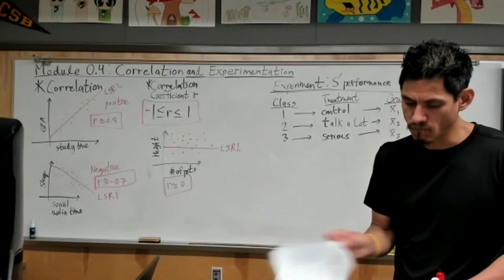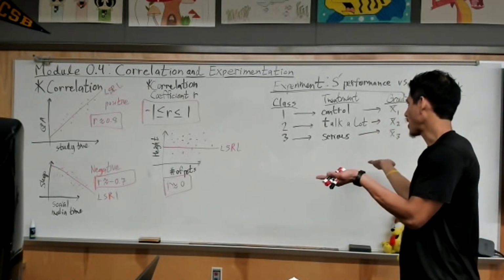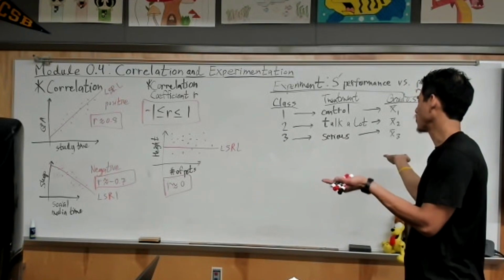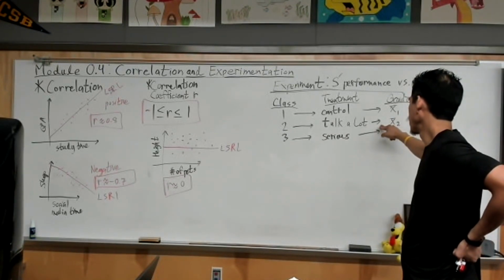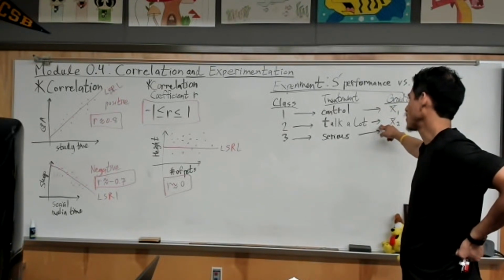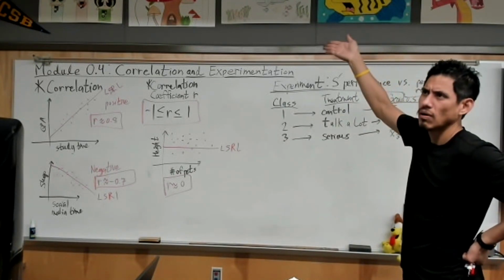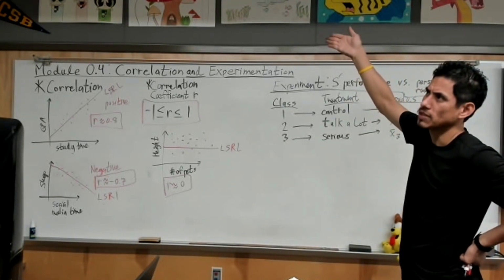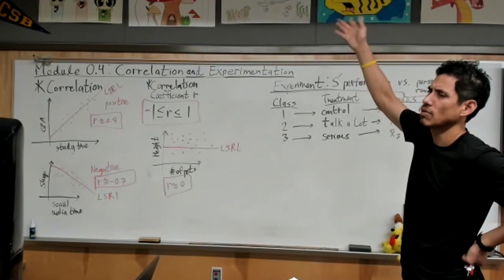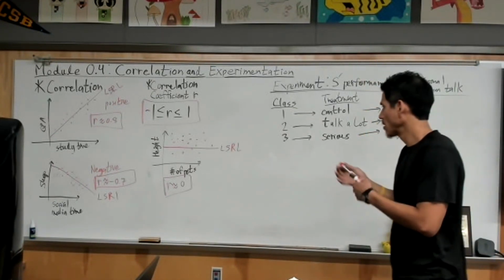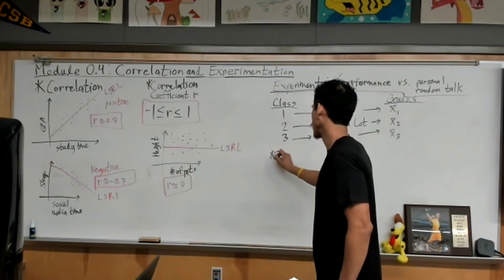Now, there are some issues that can arise and some arguments that people could say. Like, let's say this class does really well, and so what could someone say? Oh, it had nothing to do with you talking a lot. It had to do with, let's say, just because they were highly motivated. What do we call that type of thing? A confounding variable. Yeah, we have to be aware of confounding variables.